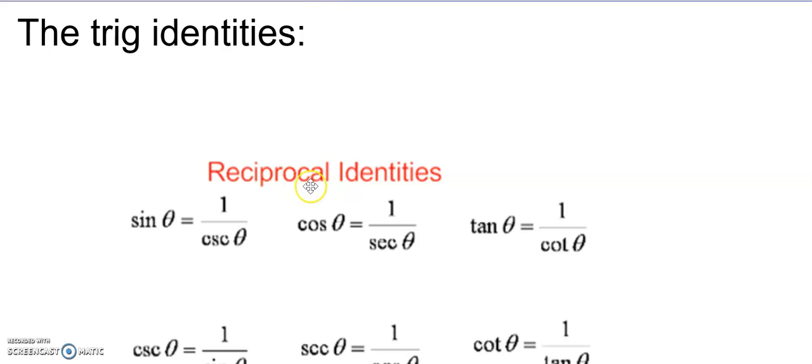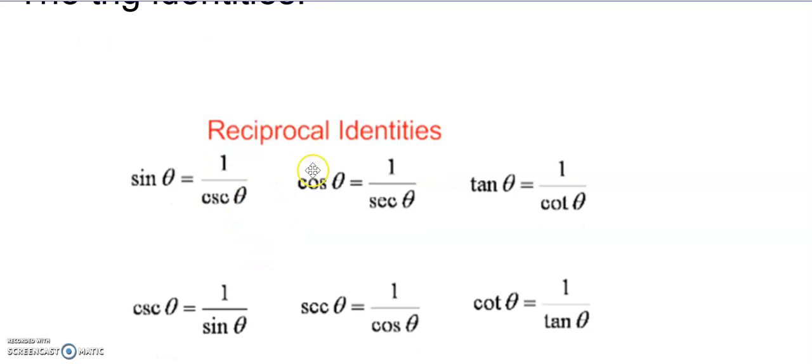One set of identities is the reciprocal identities. This is something we have definitely talked about quite a bit so far in this trig course. However, we haven't formally written them out. So these are what we call the reciprocal identities. There are 6 of them.